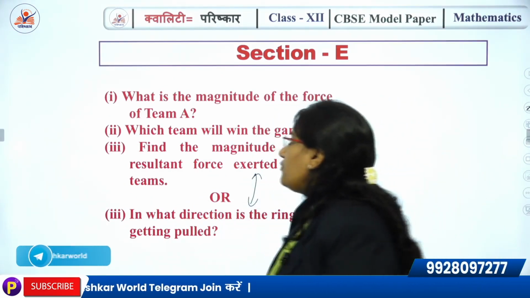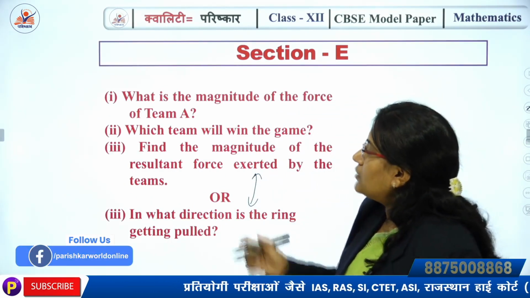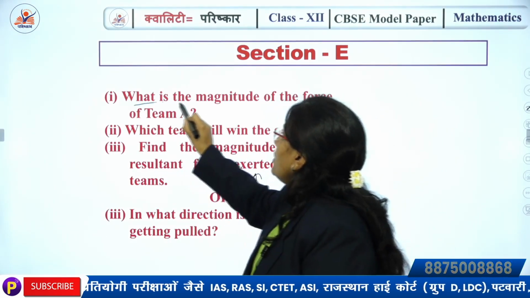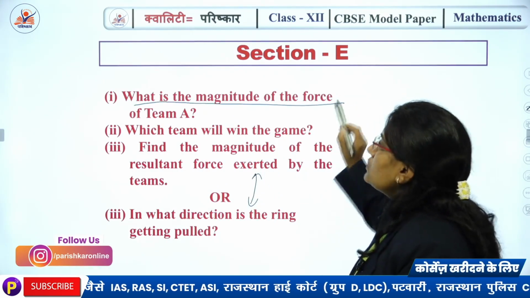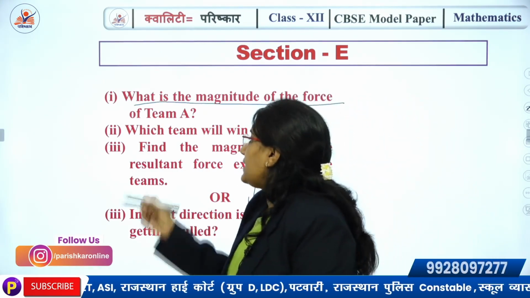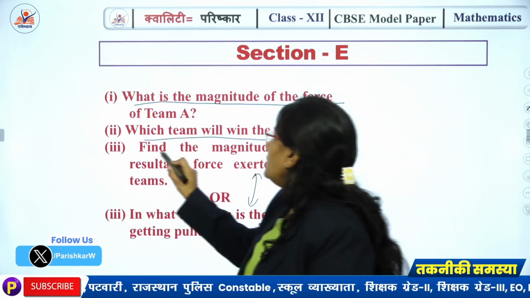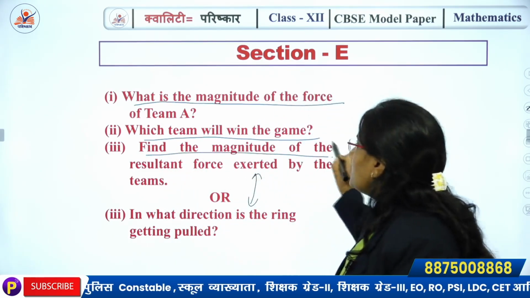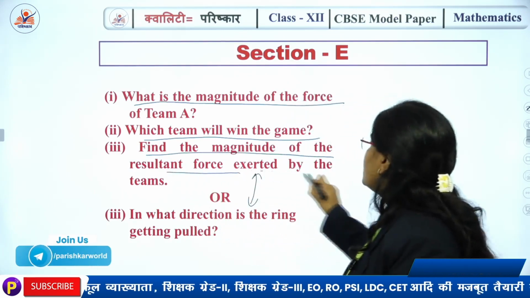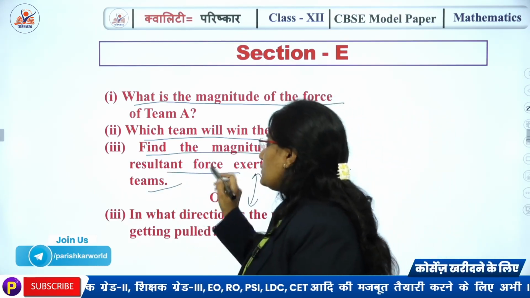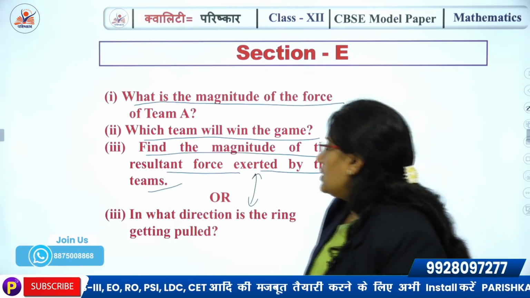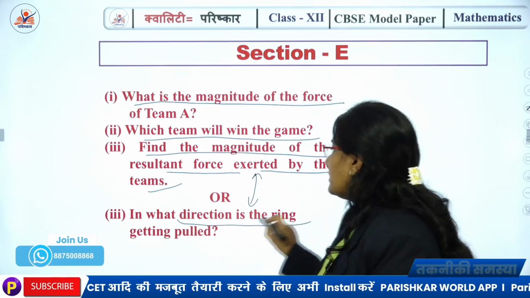Okay students, first we'll read the first part of this question. What is the magnitude of the force of team A? Second, which team will win the game? And the third is, find the magnitude of the resultant force exerted by the teams. This question has an internal choice: in what direction is the ring getting pulled?